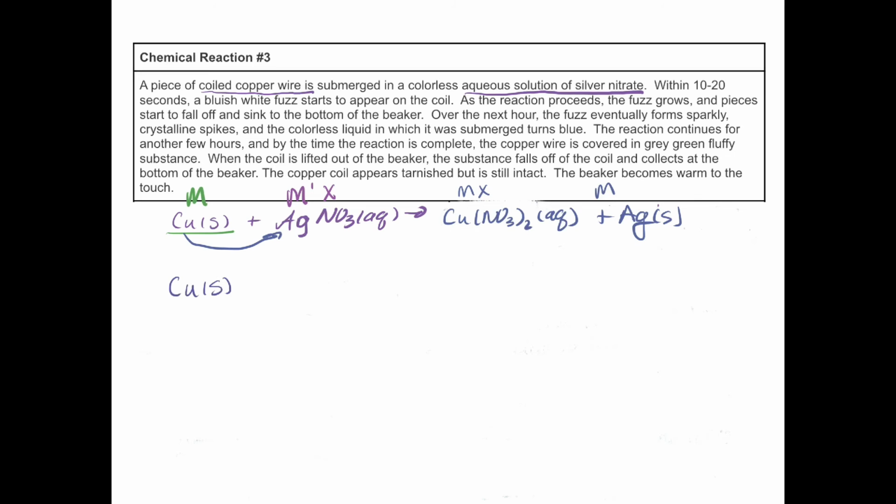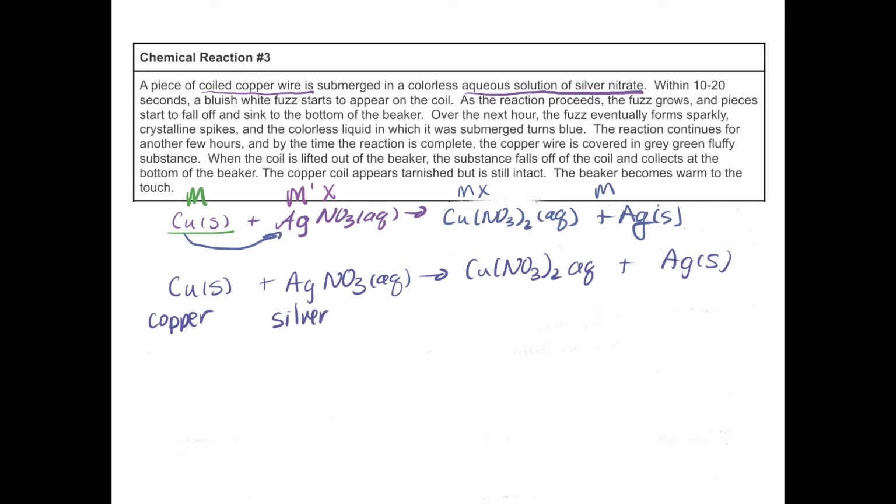So let's just look at our full balanced equation. We've got copper solid plus silver nitrate aqueous forms copper nitrate, copper 2 nitrate aqueous, plus silver solid. And here's the words underneath: copper plus silver nitrate gives us copper 2 nitrate plus silver solid. And now we're going to balance our equation.